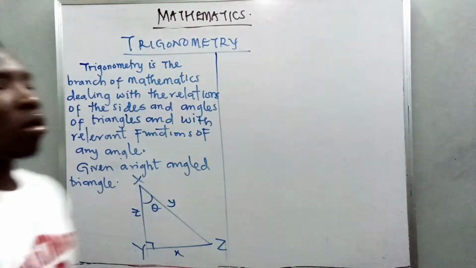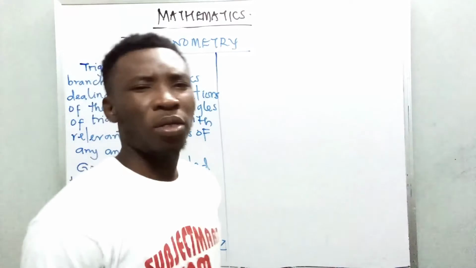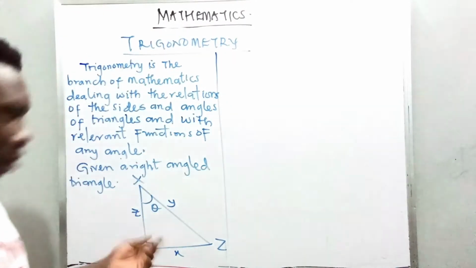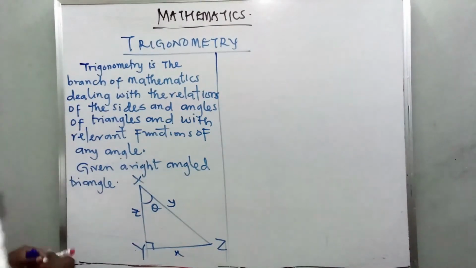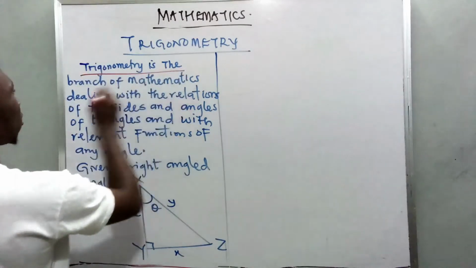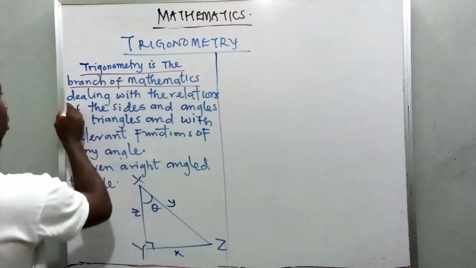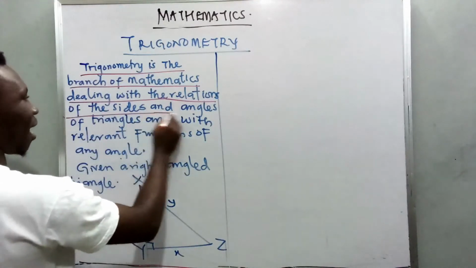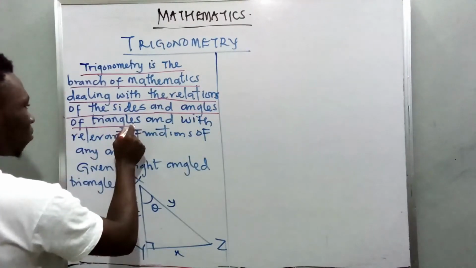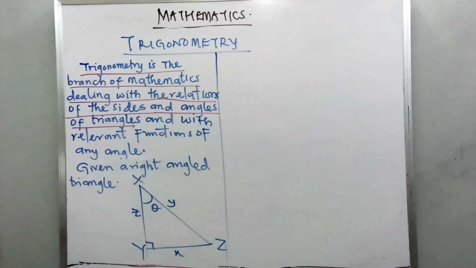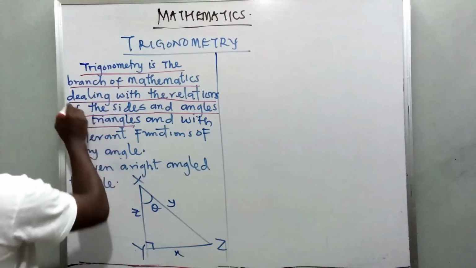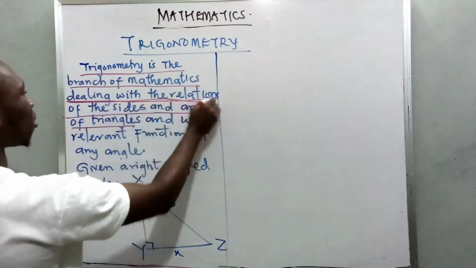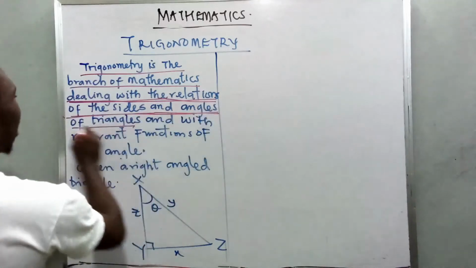Trigonometry. Now today we're talking about trigonometry. So let's check out what we have on the board. Trigonometry is the branch of mathematics dealing with the relations of the sides and angles of a triangle. So when we talk about trigonometry, we're going to be revolving a lot around triangles.